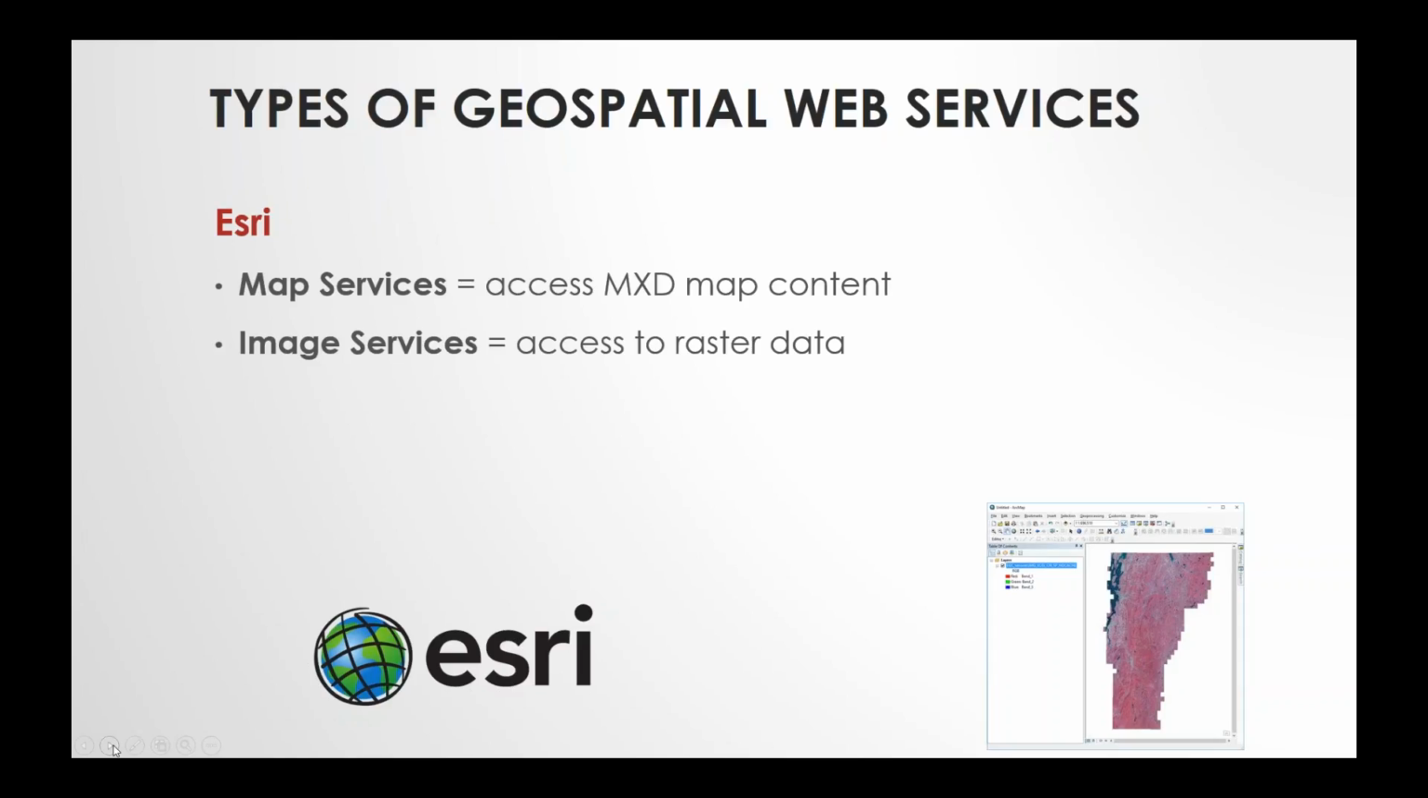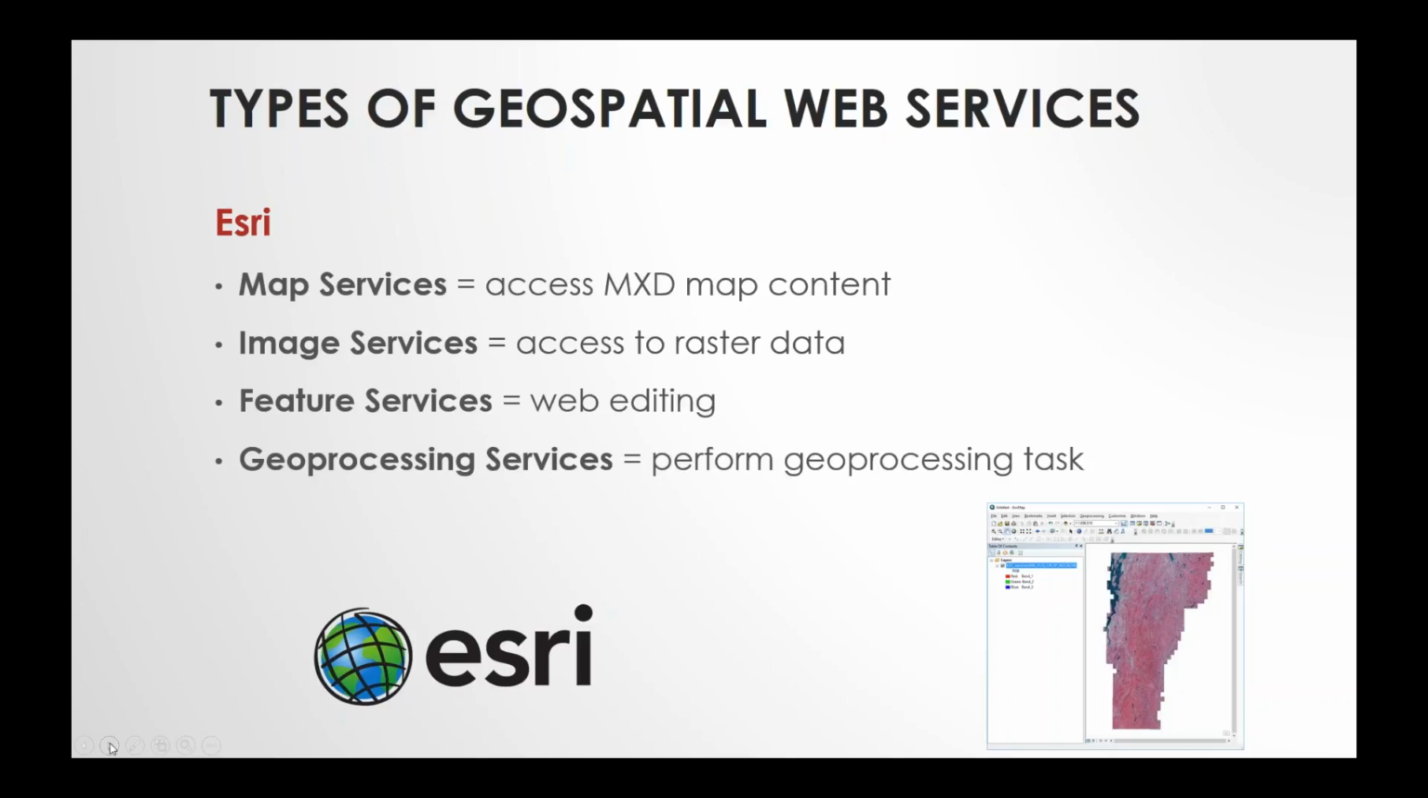Image services, again, this is all within the Esri lingo. Image services are services that allow and provide access to raster data over the web. Feature services essentially provide a means by which features can be edited over the web. Geoprocessing services perform custom geoprocessing tasks. For example, you might want someone to be able to click on a location on the map in your browser application and have it delineate a watershed. And that sort of intensive geoprocessing task could be handled by a geoprocessing service.